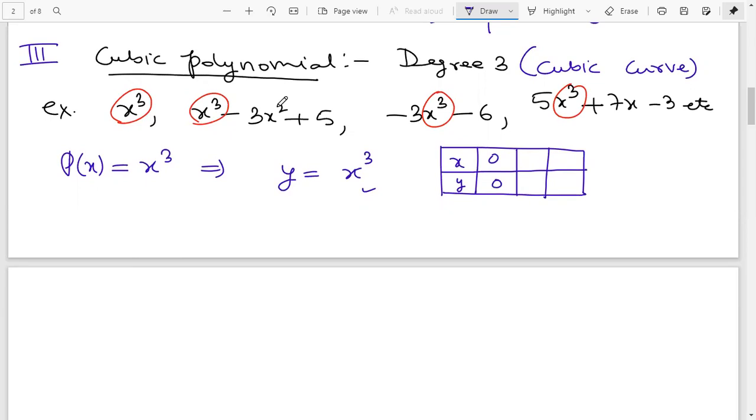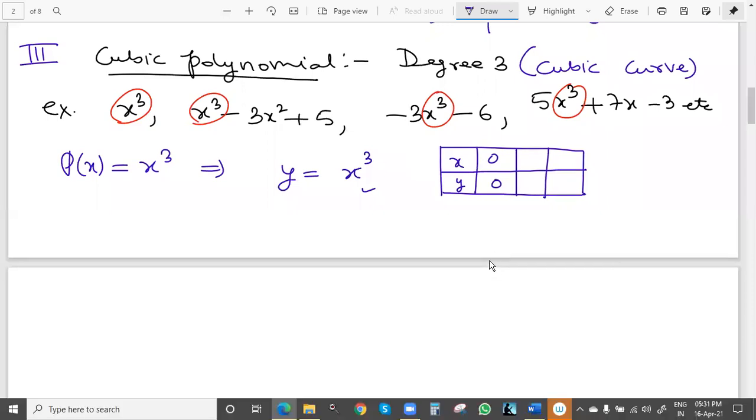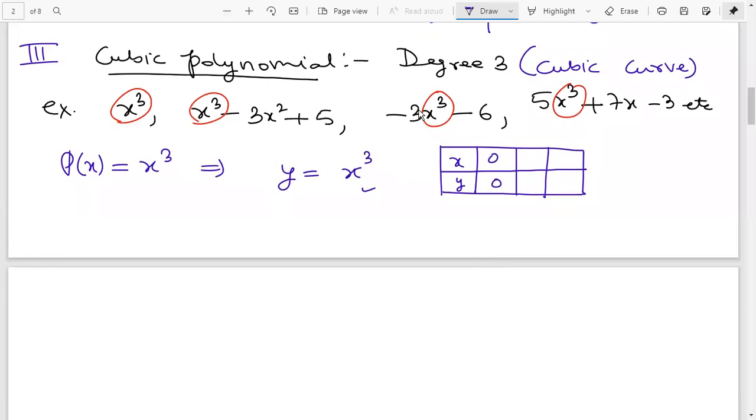Now the second one, we can take the value, suppose 1. What is 1 cube? 1. Suppose if we take minus 1, then minus 1 cube is minus 1. Right. So these values we can easily write. And then 2: 2 cube is 8, and minus 2 cube is not 8, it is minus 8. See, we need a few more points, because this curve, the graph of y equal to x cube, will not be a straight line.